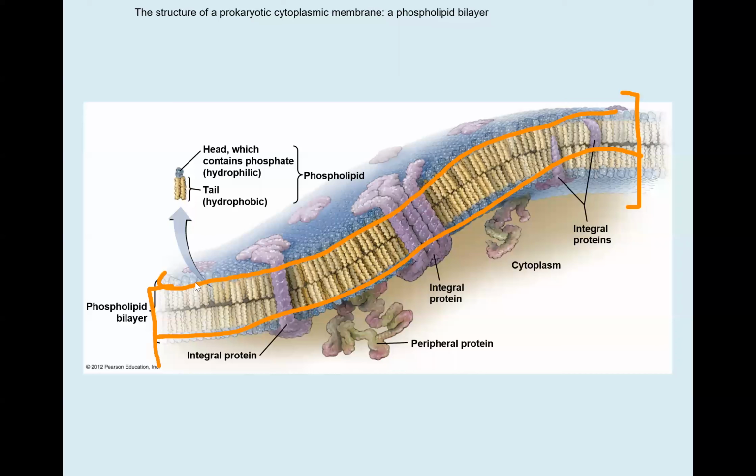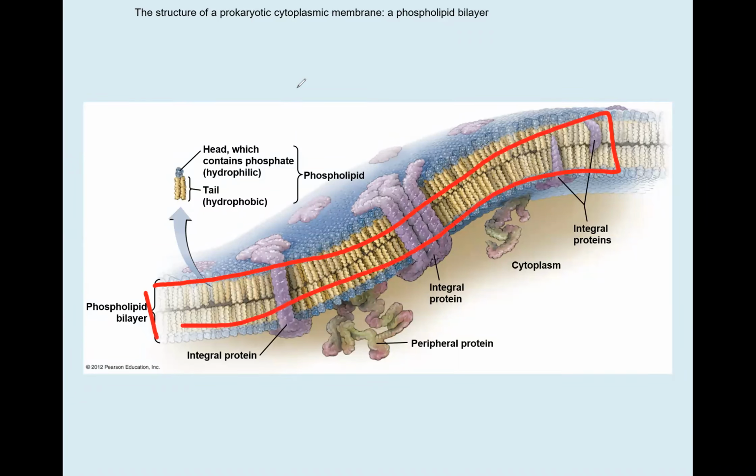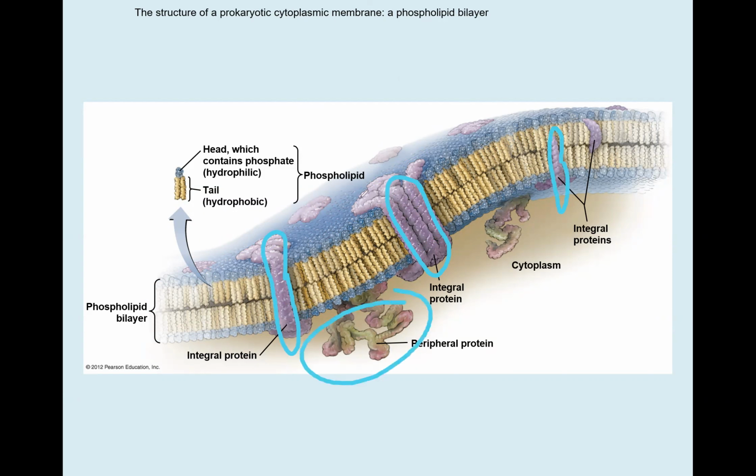Let me draw a picture here. So we have the phospholipid bilayer, and we have the heads on one side. The tails are going to be in the middle that we're highlighting in red. And we'll also see these proteins. So again, some proteins will actually go through the entire cell membrane. These are what we refer to as integral proteins. And then there are some peripheral proteins that are going to be on one side or the other. We also may see, again, some carbohydrates and some cholesterol.